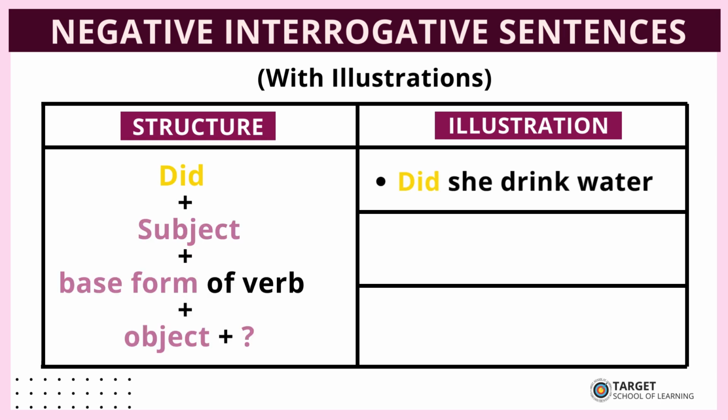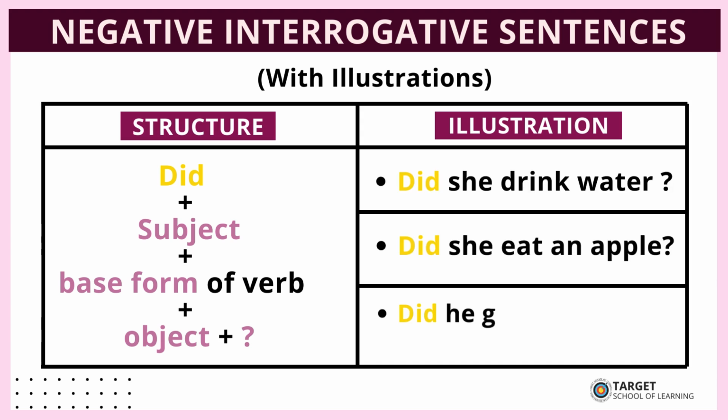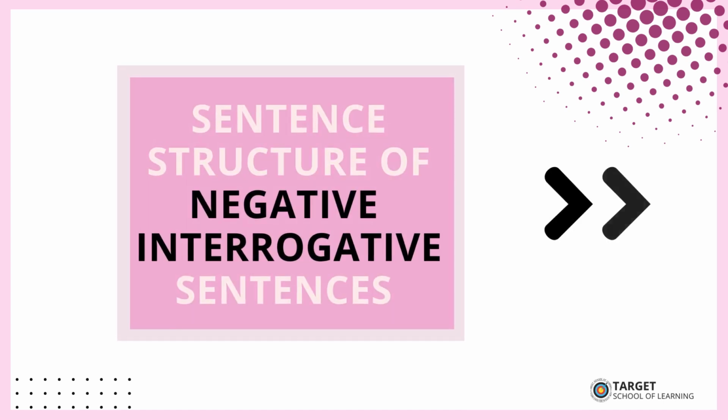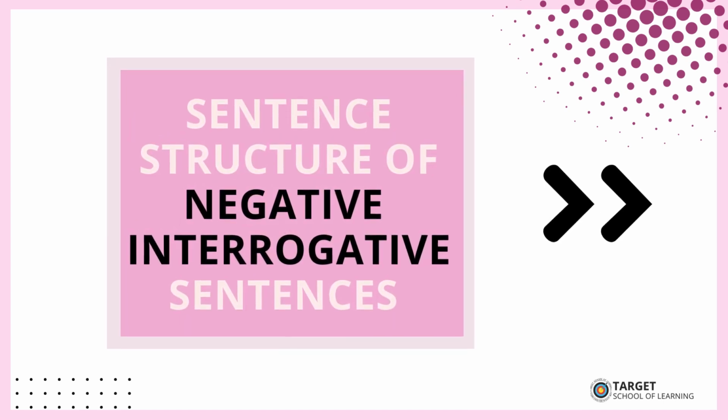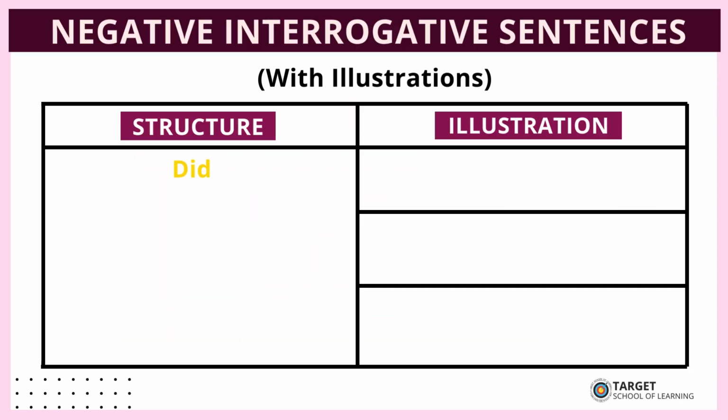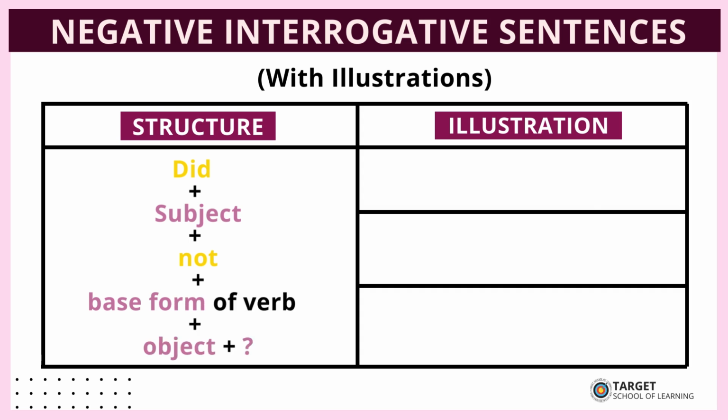For instance, did she drink water? Did she eat an apple? Did he go to mall yesterday? Last but not the least, interrogative cum negative sentences. Helping verb did to be followed by subject plus not plus base form of the verb and the object at the end. For instance, did he not drink water?